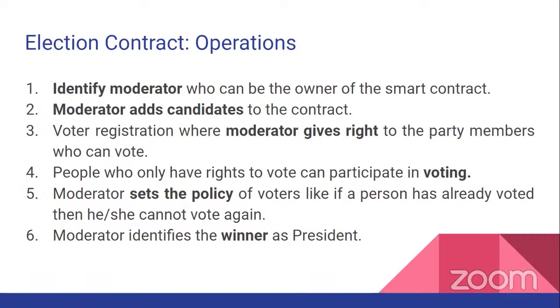And since blockchain has the capability that you cannot mutate, you cannot change the ledger, once it has been recorded whom you have voted for, it is recorded. You cannot change it. So there is transparency. And finally, if the election is over, the moderator identifies the winner, who will be the president of that party. So these are some very basic operations that we require.